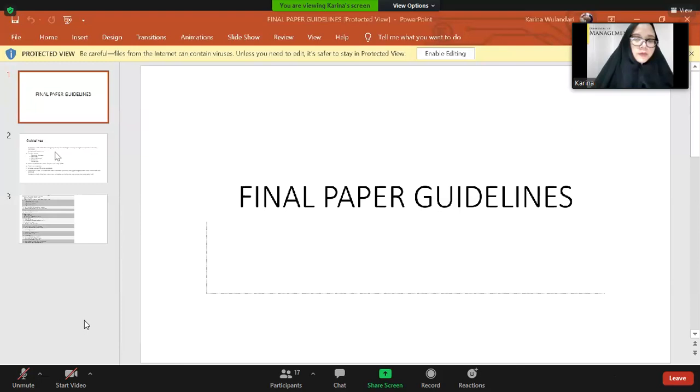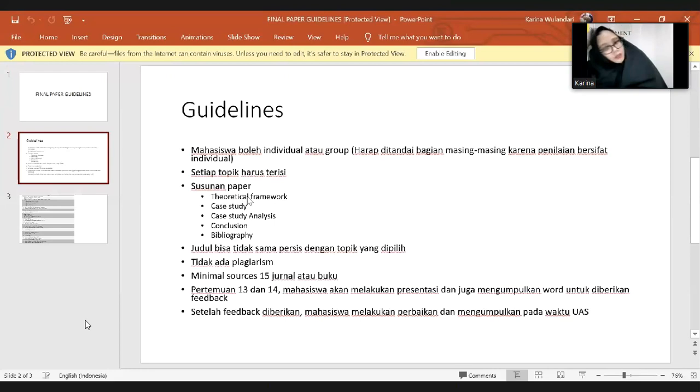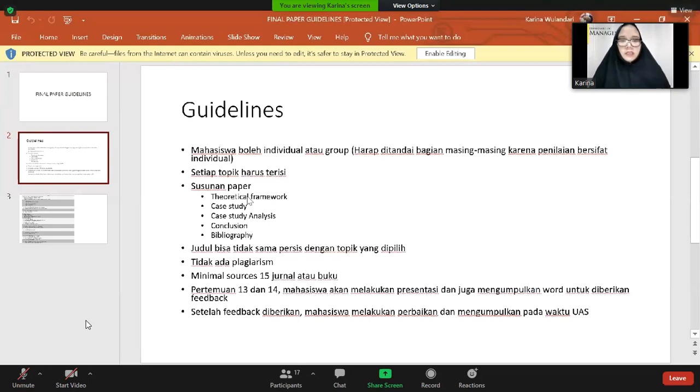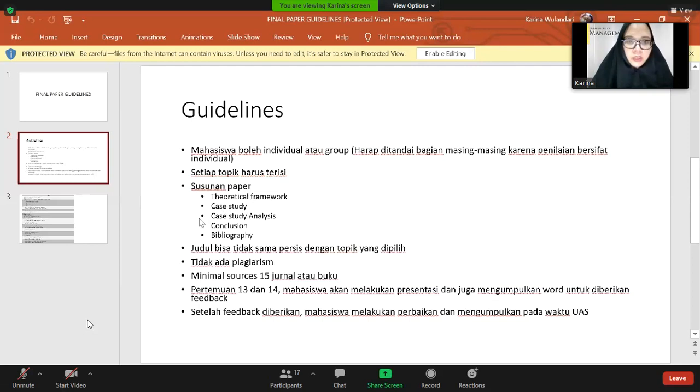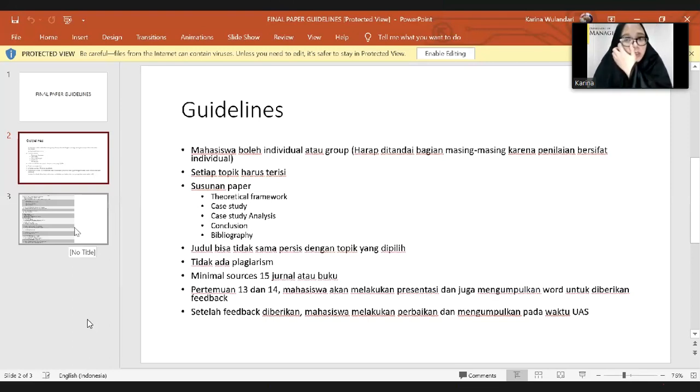So for the final paper, you basically need to write a critical review, including a case study analysis, and then there's a theoretical framework. First, you make a theoretical framework, and then you make a case study, and then you analyze the case study, and then you make a conclusion. You can do it either individually or within a group.